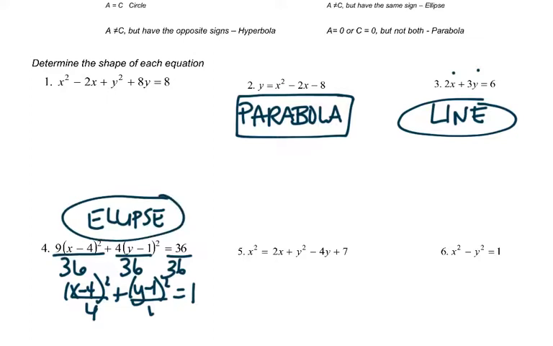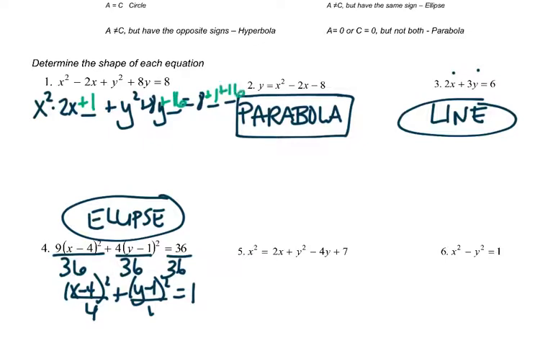I look at number 1 and think I could probably change that form pretty quickly. X squared minus 2x, leave the blank. Y squared plus 8y, leave the blank, equals 8. 2 blanks here, plus 1. Plus what, 16? Yeah, plus 16. And by now I can see it. It's becoming clear. This is a circle, right?